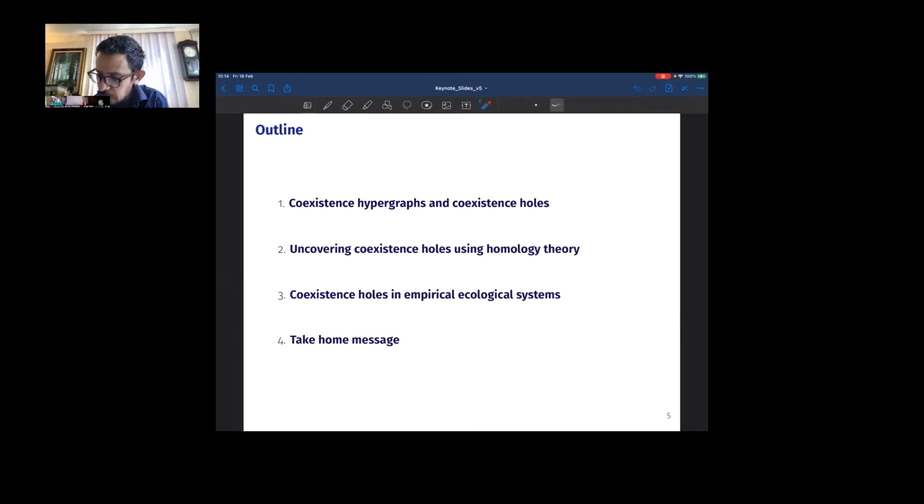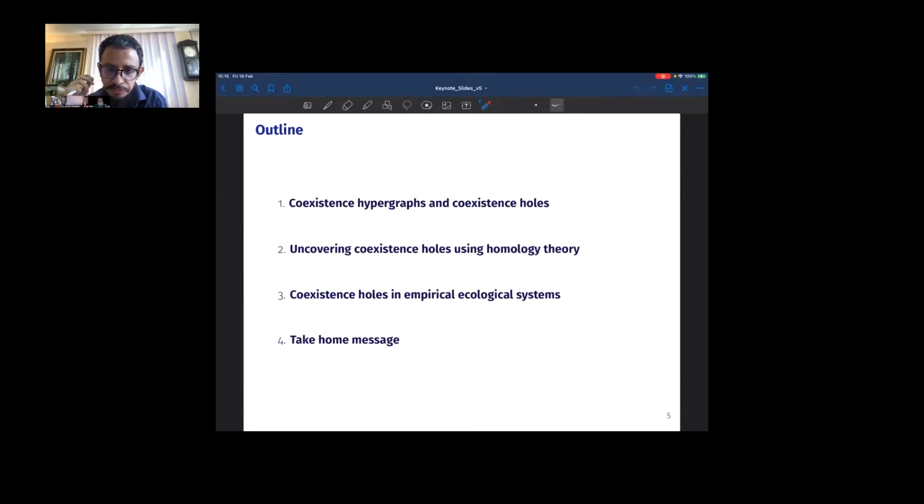Then I will discuss how you can uncover these coexistence holes in large ecosystems. It turns out that usually ecosystems will have, I don't know, 20, 100, or 1,000 different species. So the coexistence hypergraph will need to be embedded in a very high-dimensional space. And to identify the holes, we will need to use homology theory. But the homology theory for hypergraphs is not as complete or as efficient as for simplicial complexes.